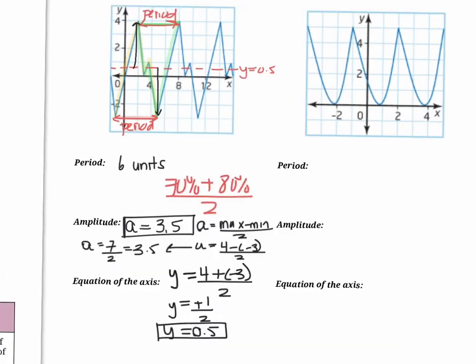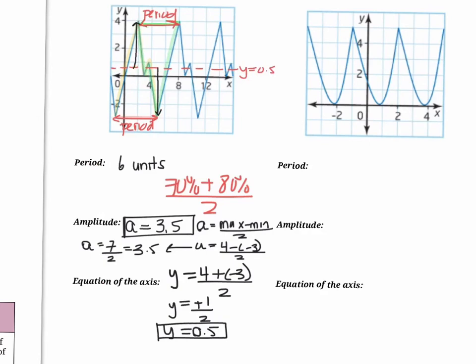So the difficulty with learning periodic graphs at first is just all of the vocabulary that goes with it and the new concepts. So the 3 new concepts that we learned, well, we talked about a cycle, so that's just one pattern. The period is just the length of one cycle. The equation of the axis is the midline, the line that's going to cut it completely in half. And the amplitude is the distance from that midline to the top or the midline to the bottom.